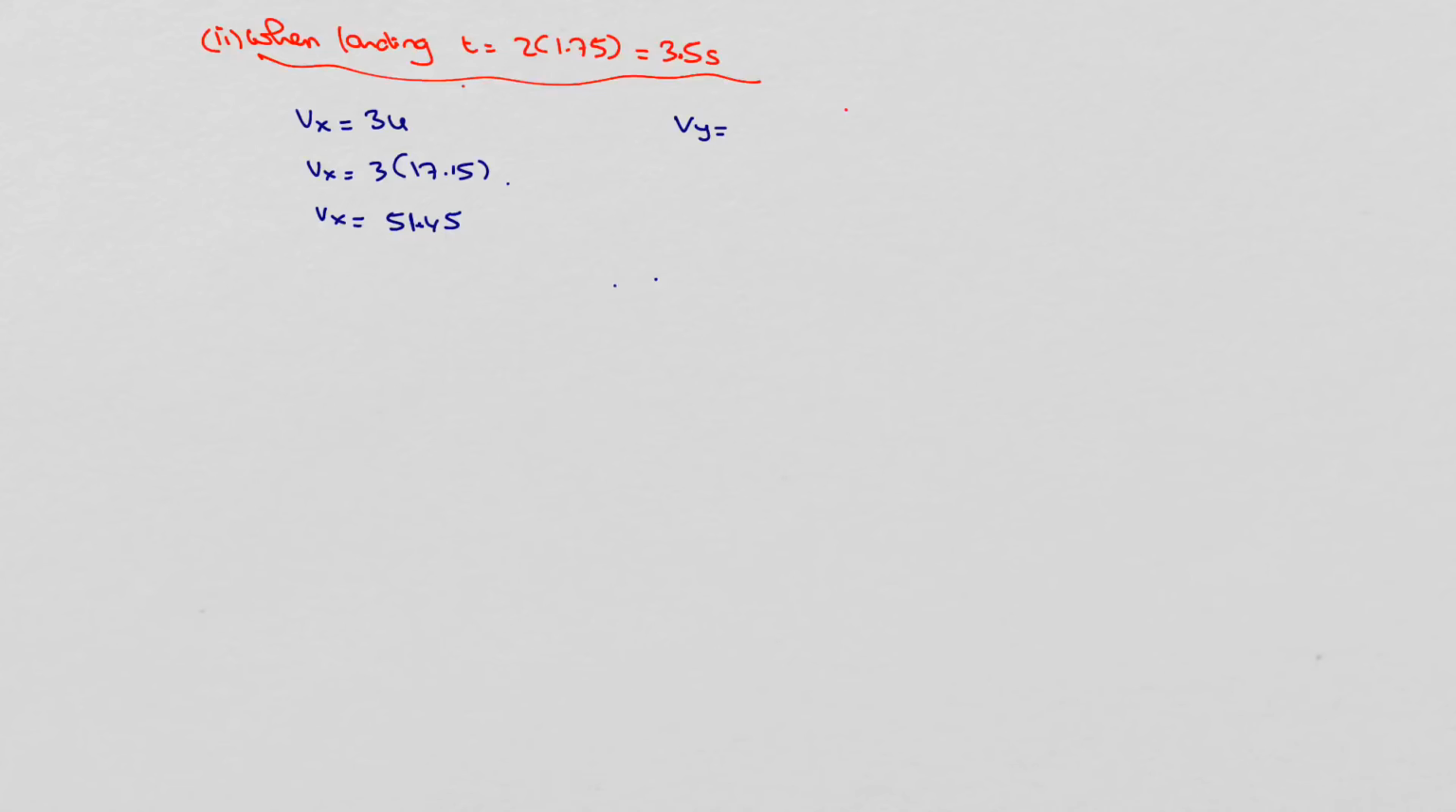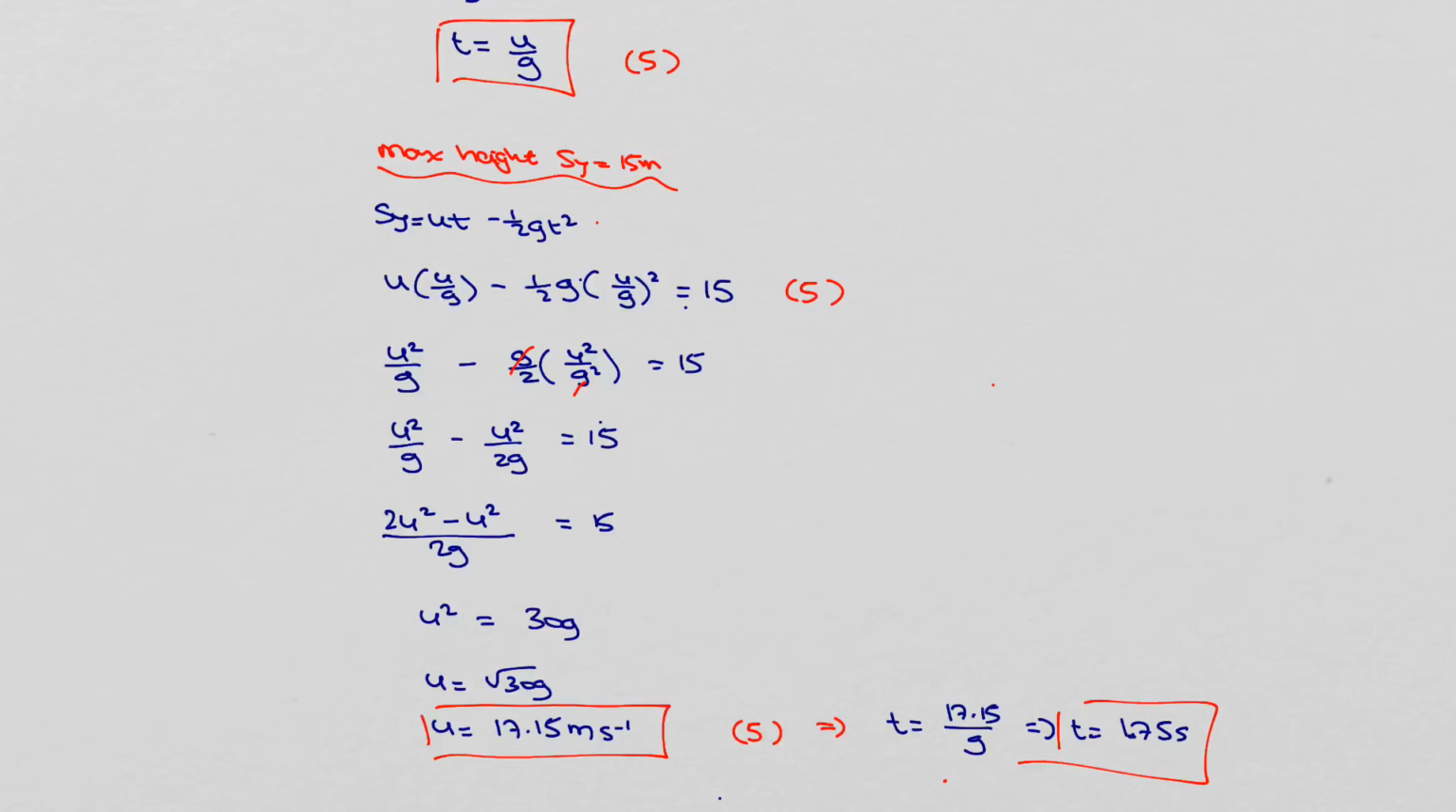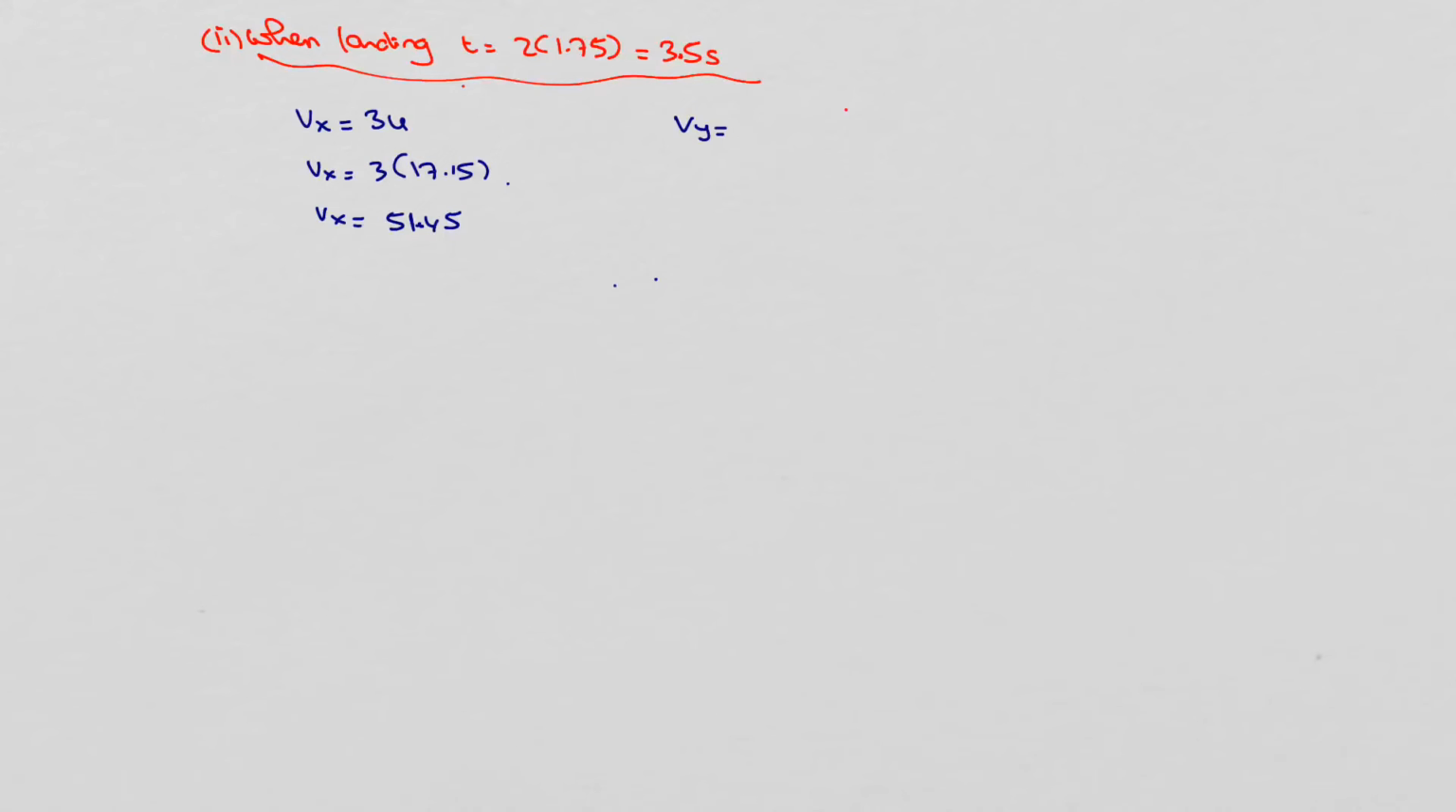And the velocity in the y direction is u minus gt, where again u is 17.15 minus g, and of course the time is 3.5. So that gives us the velocity in the y direction as minus 17.15, or if we kept it in surd form, it's minus 7 root 6.